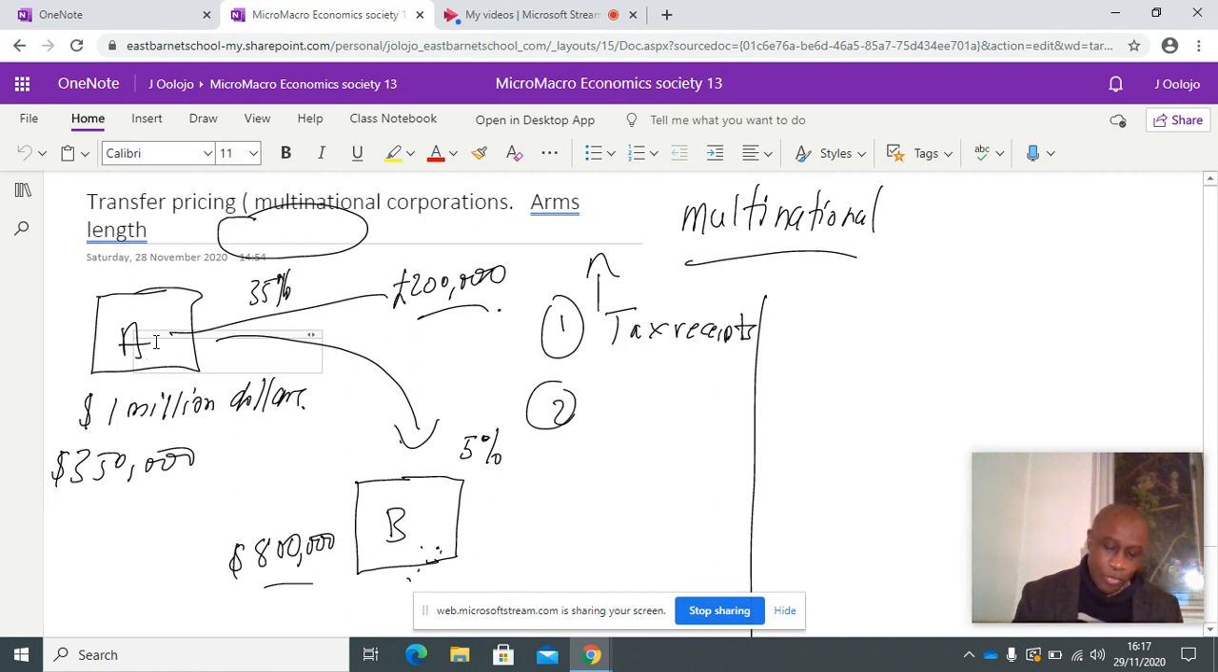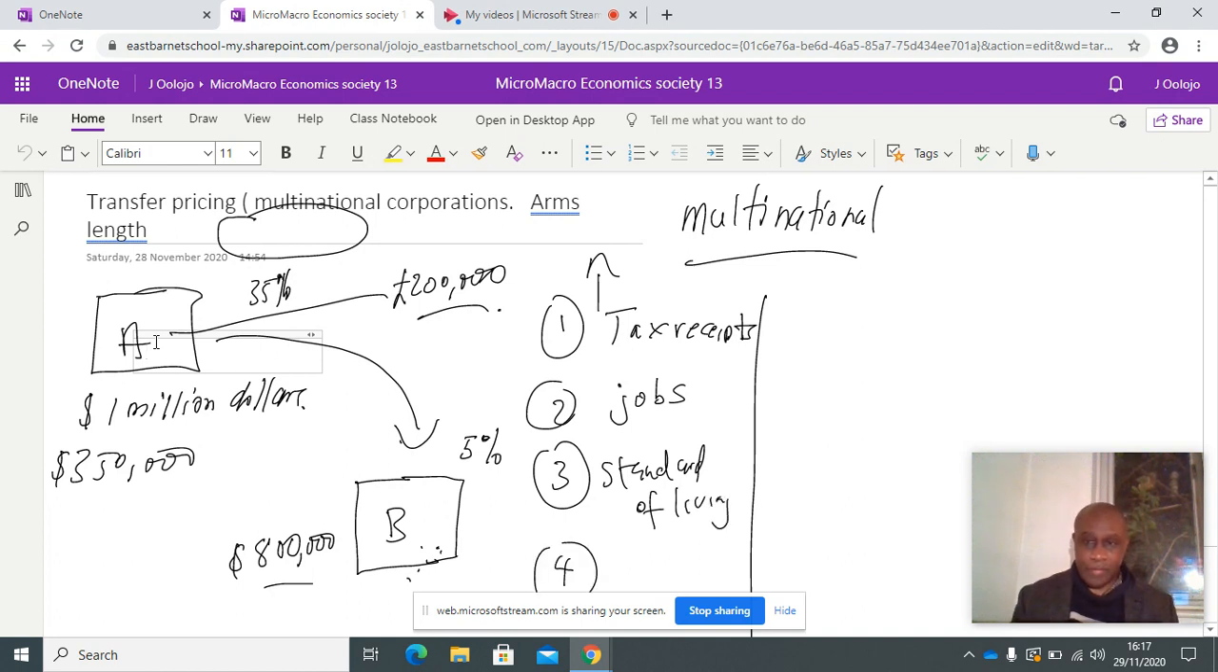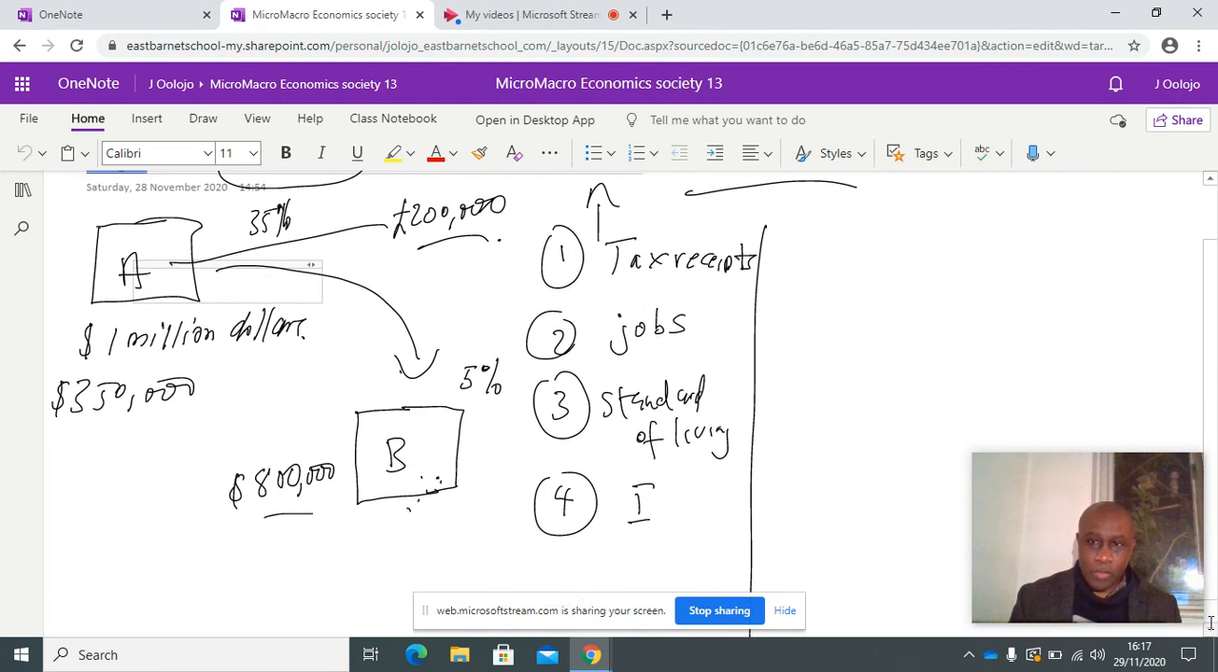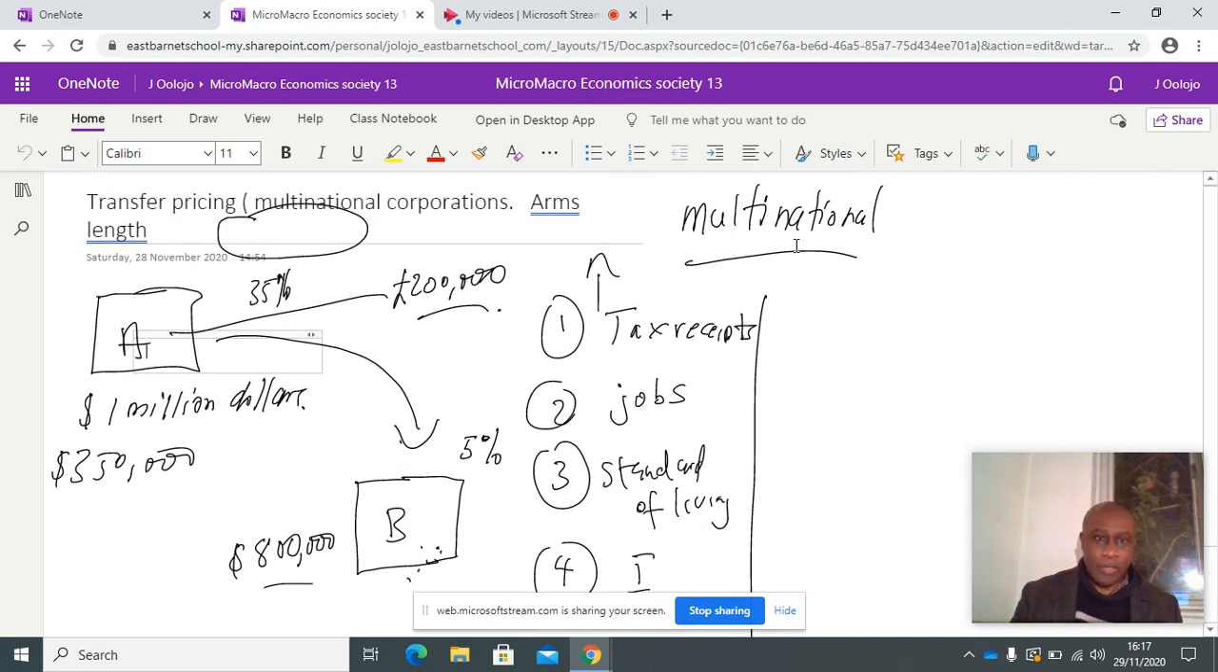Another benefit is that it will create jobs. Another benefit is that in developing nations, it can improve standard of living. Another benefit is that it can give economic growth through investment. Investment's a component of aggregate demand, so it should be able to increase aggregate demand. So those are some of the benefits of multinational corporations.